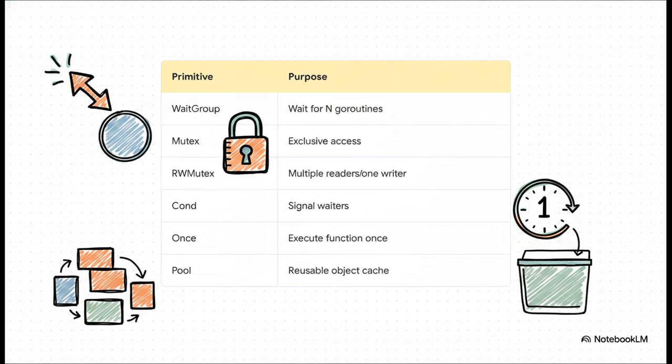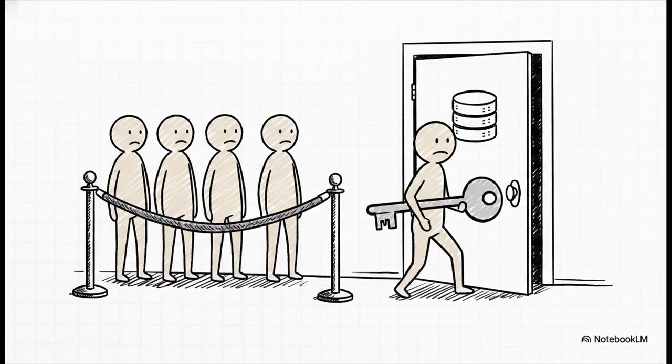And then you have other helpers like once and pool that solve common concurrency problems, like making sure an initialization function runs exactly one time, no matter what. The simplest analogy for a mutex is a bathroom key. It's just a single key. Only one goroutine can hold that key, or the lock, at any given moment. This ensures that the shared resource, the bathroom, is only being used by one process at once.